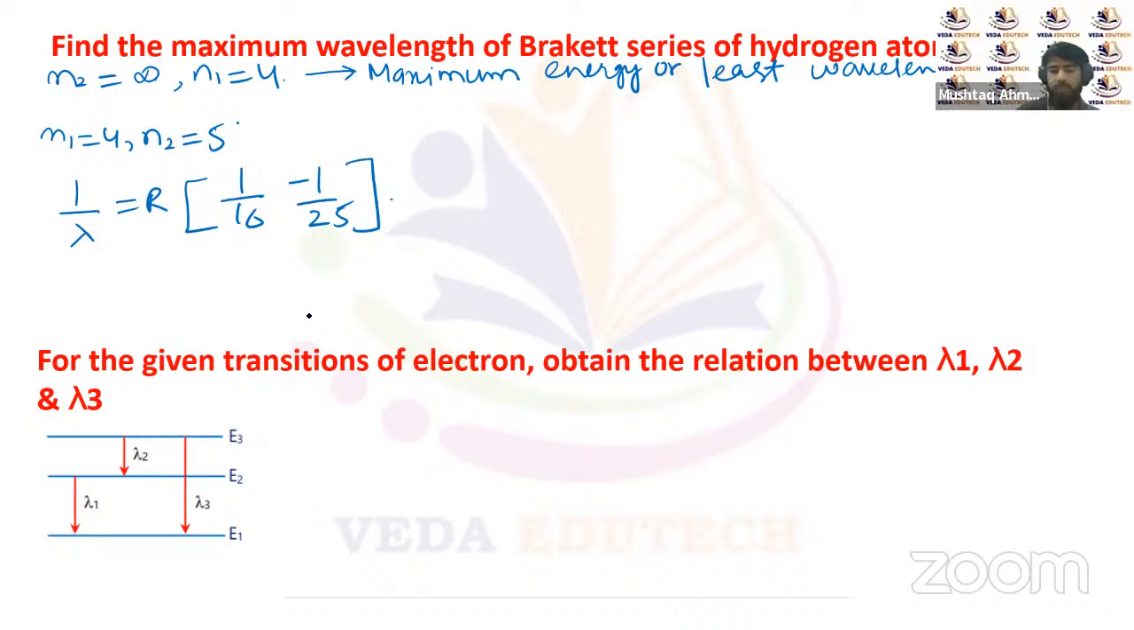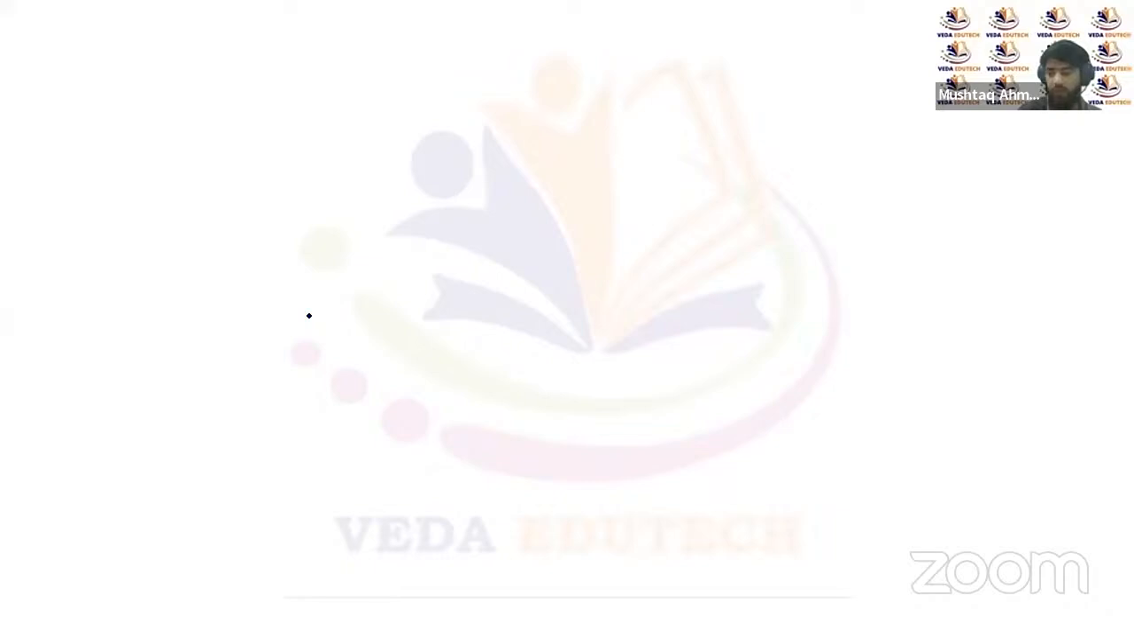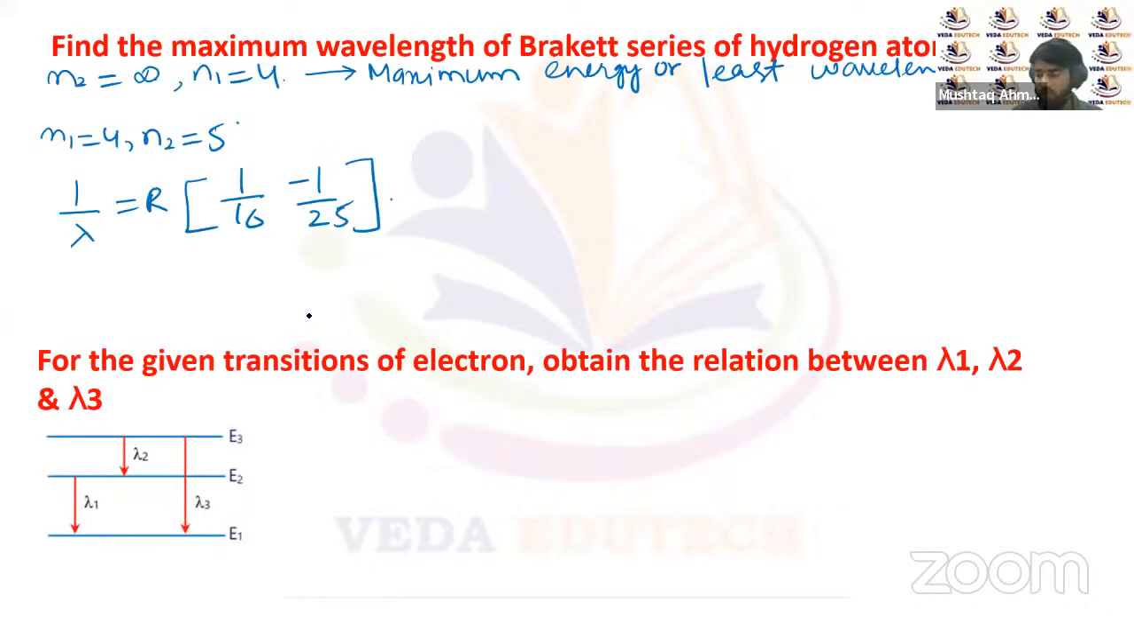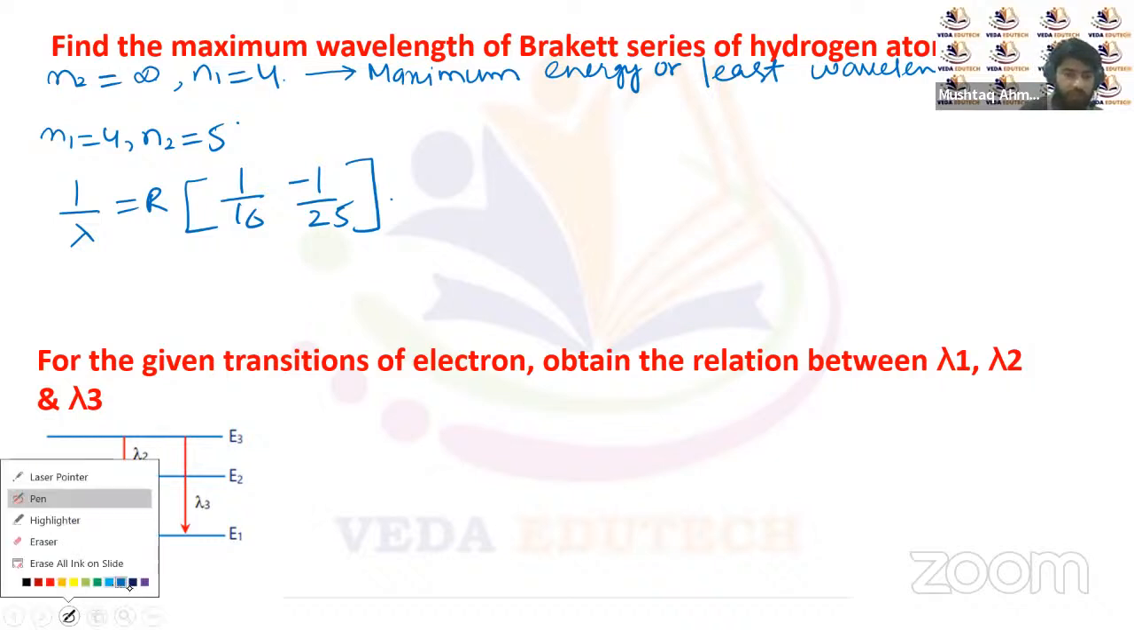So this will be the maximum wavelength of Brackett series of hydrogen atom. Now coming to the last question of this hydrogen spectrum. For the given transition of electron, obtain the relation between lambda 1, lambda 2, and lambda 3. Now you can see here the electron is making a transition.